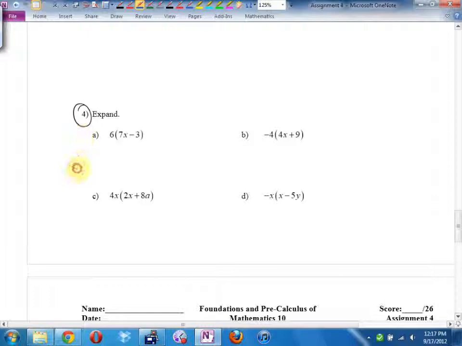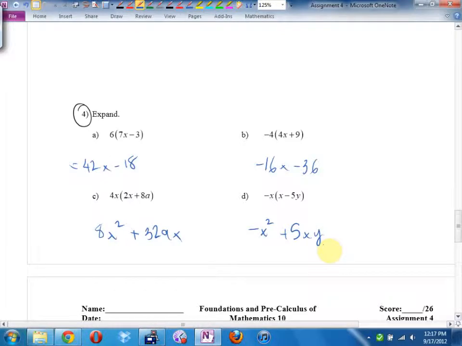For A, 42x minus 18. 4b, negative 16x minus 36. 4c, 8x squared plus 32ax, or you could have written 32xa, but I choose to go alphabetically when I can. 4d, negative x squared plus 5xy. Did I do any wrong on that page, or are we good? Aside from my atrocious handwriting.